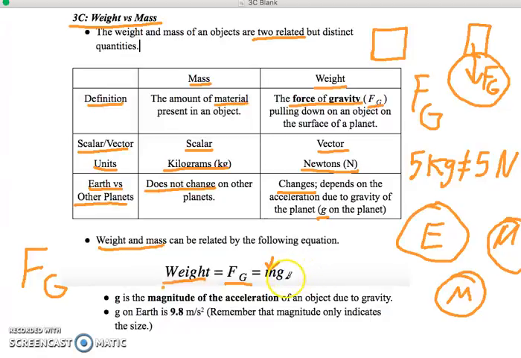And this little g is the acceleration due to gravity. It's actually the magnitude of acceleration due to gravity. So it's the size of acceleration on that planet. The little g itself does not include a direction. So little g is going to be positive.